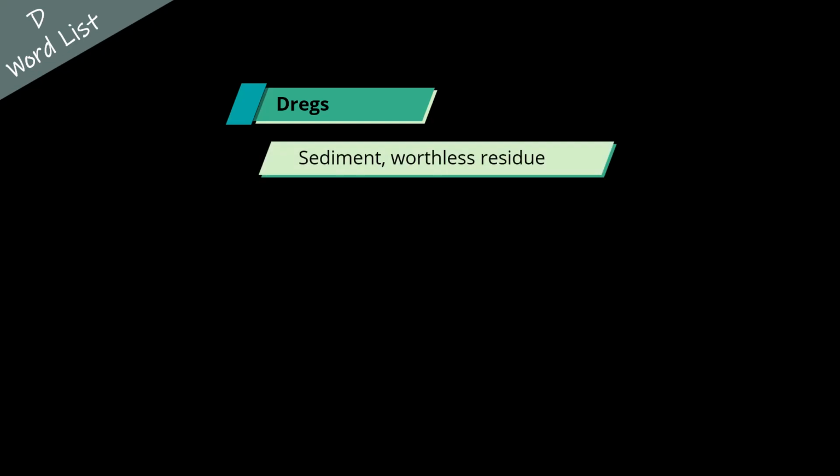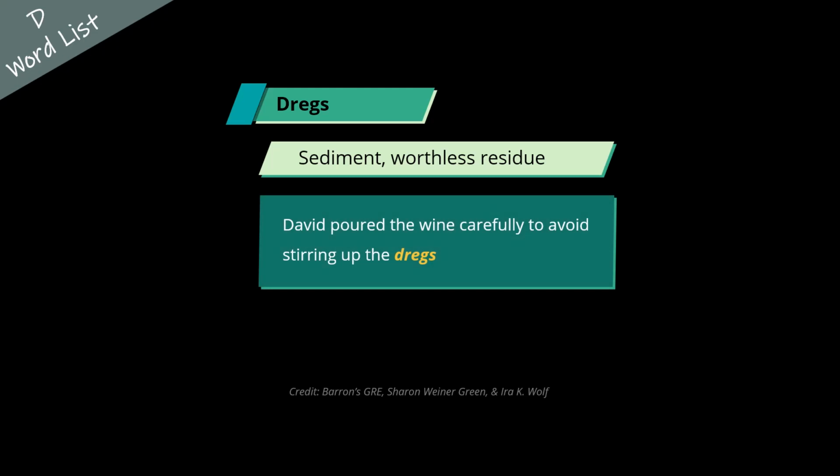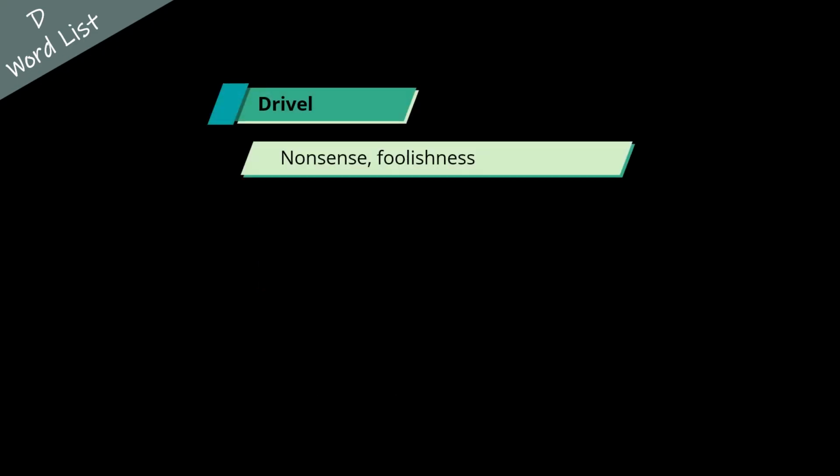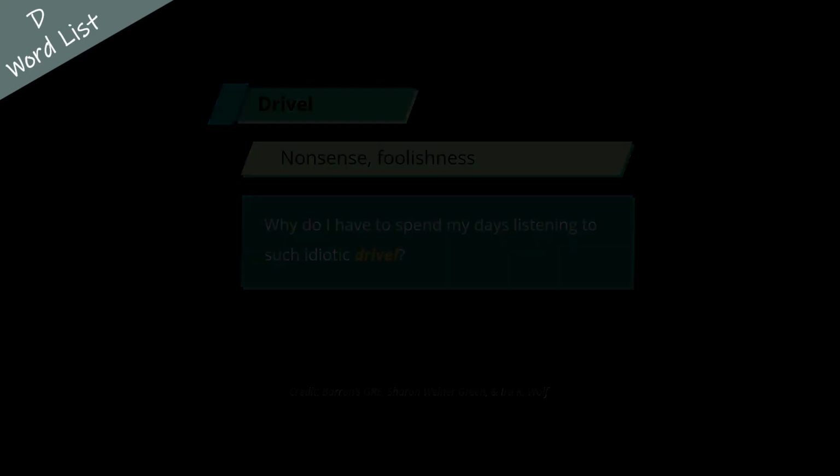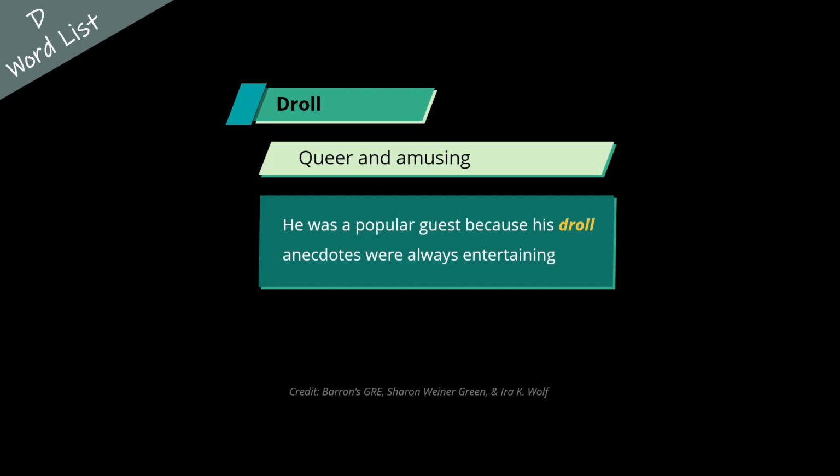Dregs means sediment, worthless residue. For example, David poured the wine carefully to avoid stirring up the dregs. Drivel means nonsense, foolishness. For example, why do I have to spend my days listening to such idiotic drivel? Droll means queer and amusing. For example, he was a popular guest because his droll anecdotes were always entertaining.